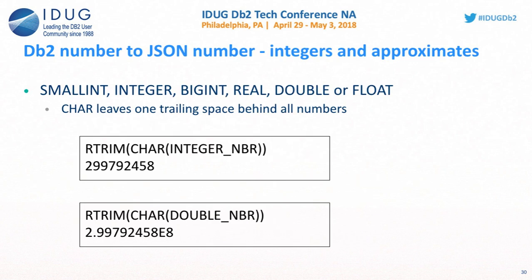Numbers, as long as you're not doing decimal, are really easy, because you just put character on whatever you want, trim that, poof, you're done. And integers don't have decimal points, so we don't worry about any of the decimals. The character function itself leaves one trailing space, so if you want to get a little bit faster, you can go ahead and bear the space, forget the trim too.